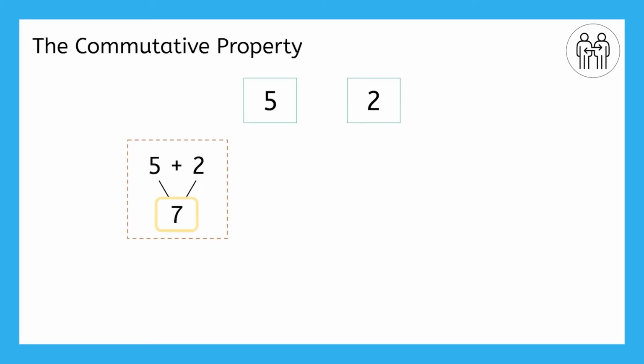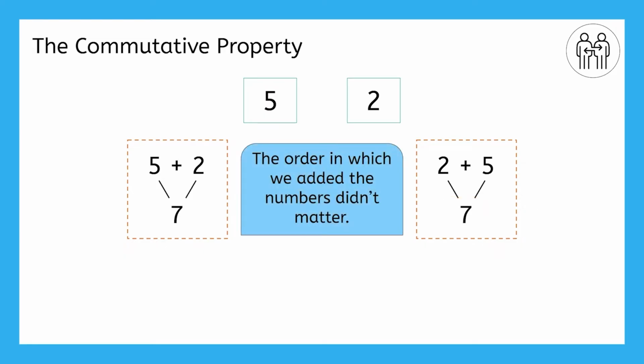5 plus 2 is 7. And what is 2 plus 5? Switching the order of the numbers. It's still 7. The order in which we added the numbers didn't matter.